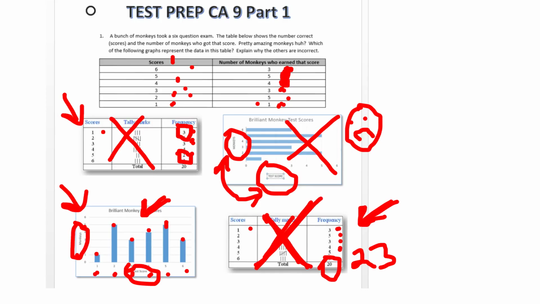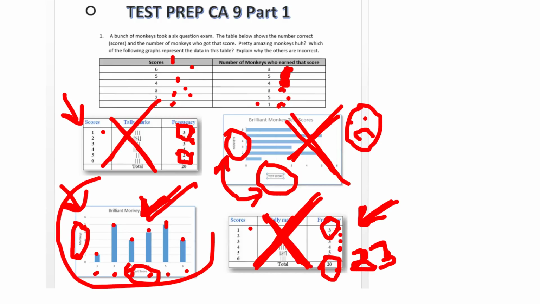So basically, this one's out because the 2 data points are wrong. This one's out because the titles are wrong. And this one looks perfectly correct. And this one's out because not only is the graph messed up itself, but it also has 1 data point wrong here. So the correct answer is this graph here.